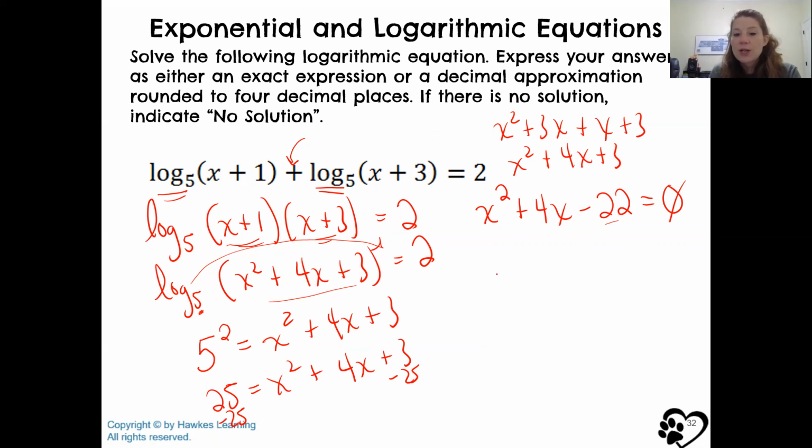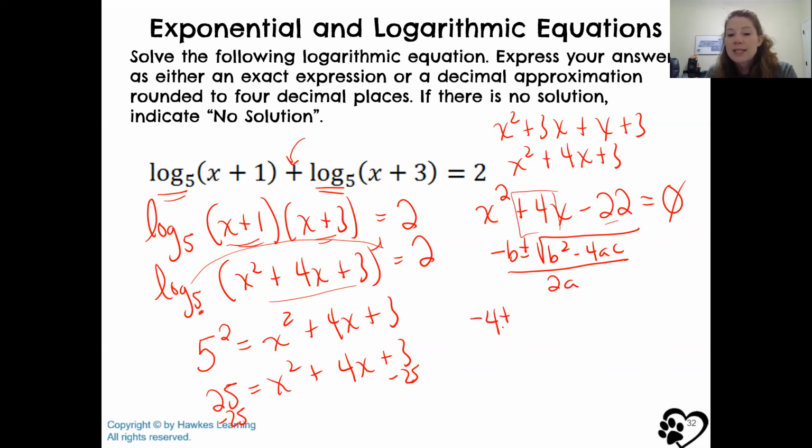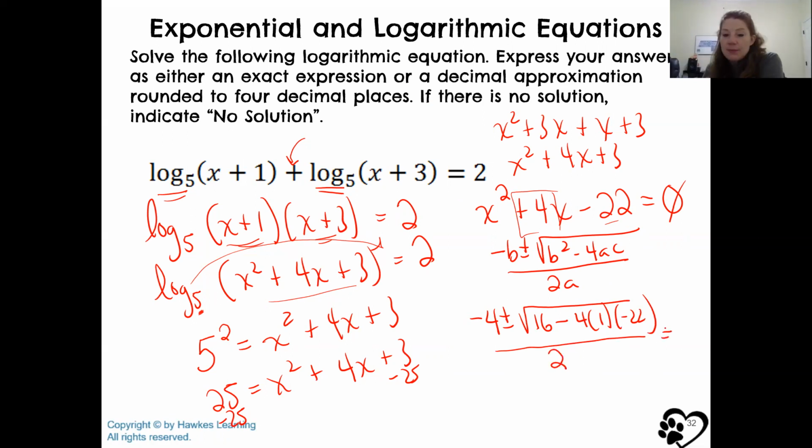So remember, the quadratic equation is negative b plus and minus the square root of b squared minus 4ac all over 2a. So the opposite of b is negative b plus and minus the square root of b squared minus 4 times 1 times negative 22, all divided by 2 times 1. All right, so I'm going to type in my calculator 16 minus 4 times 1 times negative 22, and my answer is 104.